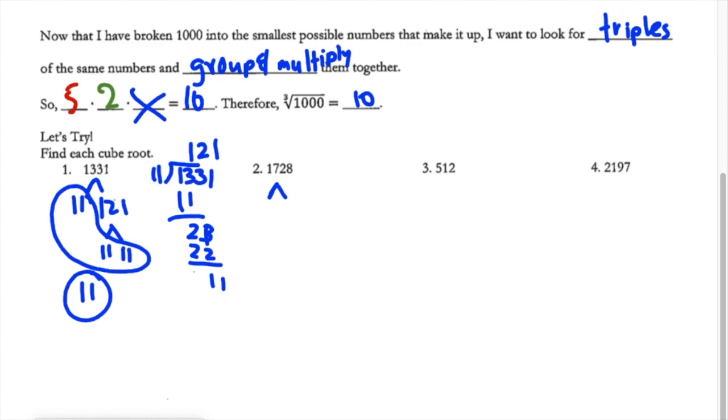So 1728 is a little bit easier because it does end in the 8, which is a multiple of 2. So I'm going to try 2. So I have 2. 1728 divided by 2 is 864, and you can go ahead and check my math on that. Here, I'll do it with you.